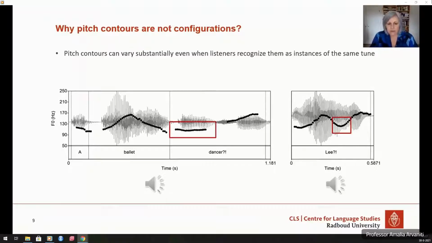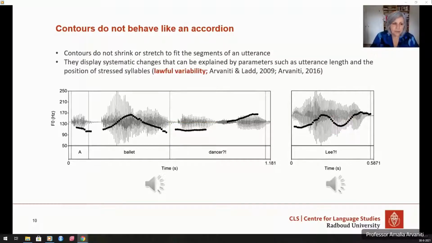A most striking difference is that in "a ballet dancer", we have this low F0 stretch, which is missing from the short utterance "Lee", where we have only a very quick dip that is not very low either. So because we have these differences between the tunes, it is not possible to see tunes as gestalts and consider them as if they were an accordion that we can shrink or stretch to fit particular utterances.